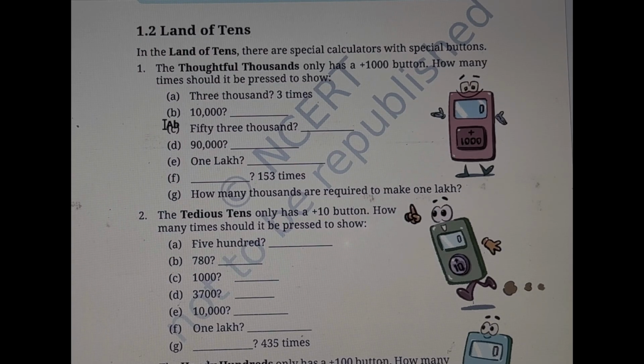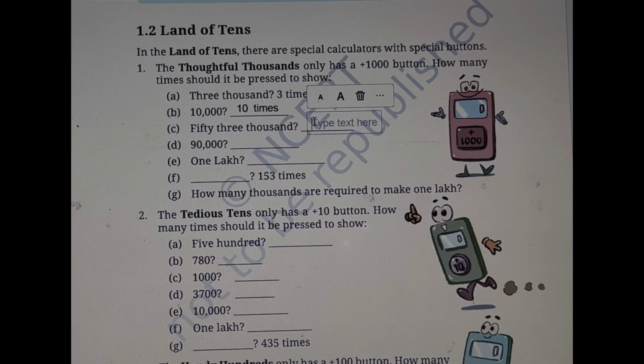Now question B is 10,000. What you are supposed to do: there are 3 zeros in 1000. So you will just strike off those 3 zeros from the right and you will get the answer. So 10 times. You will press the button 10 times, you will get 10,000.